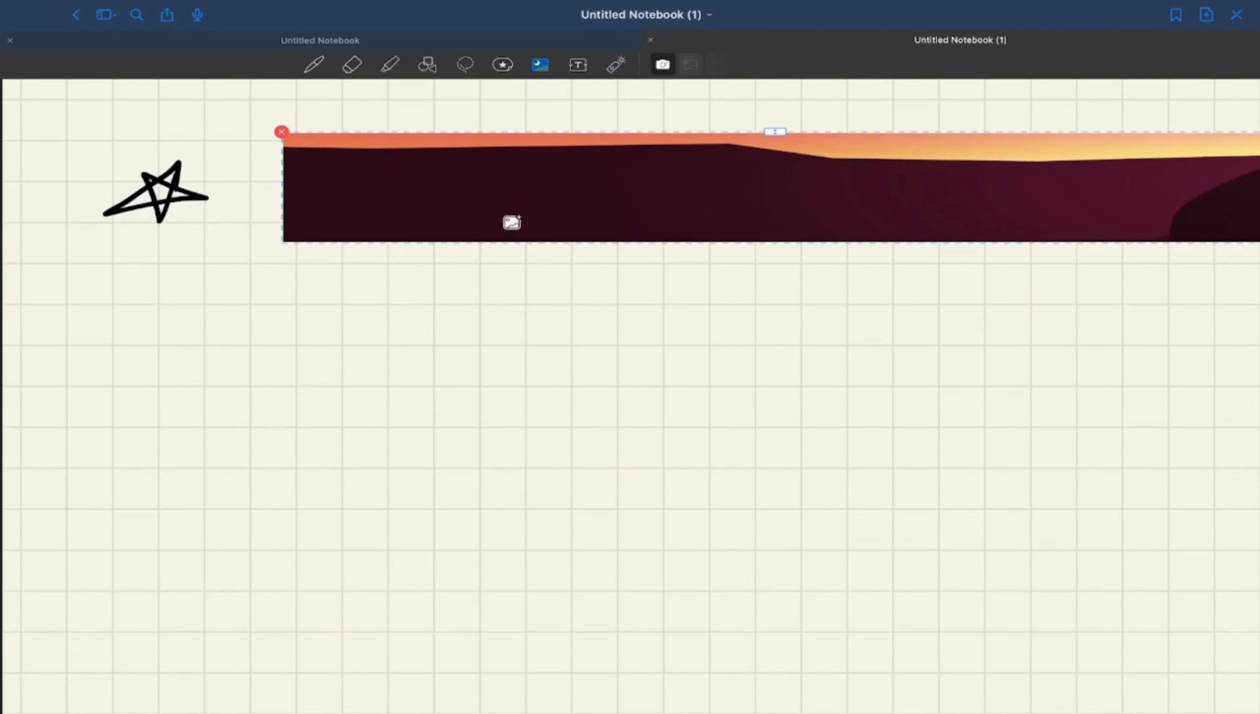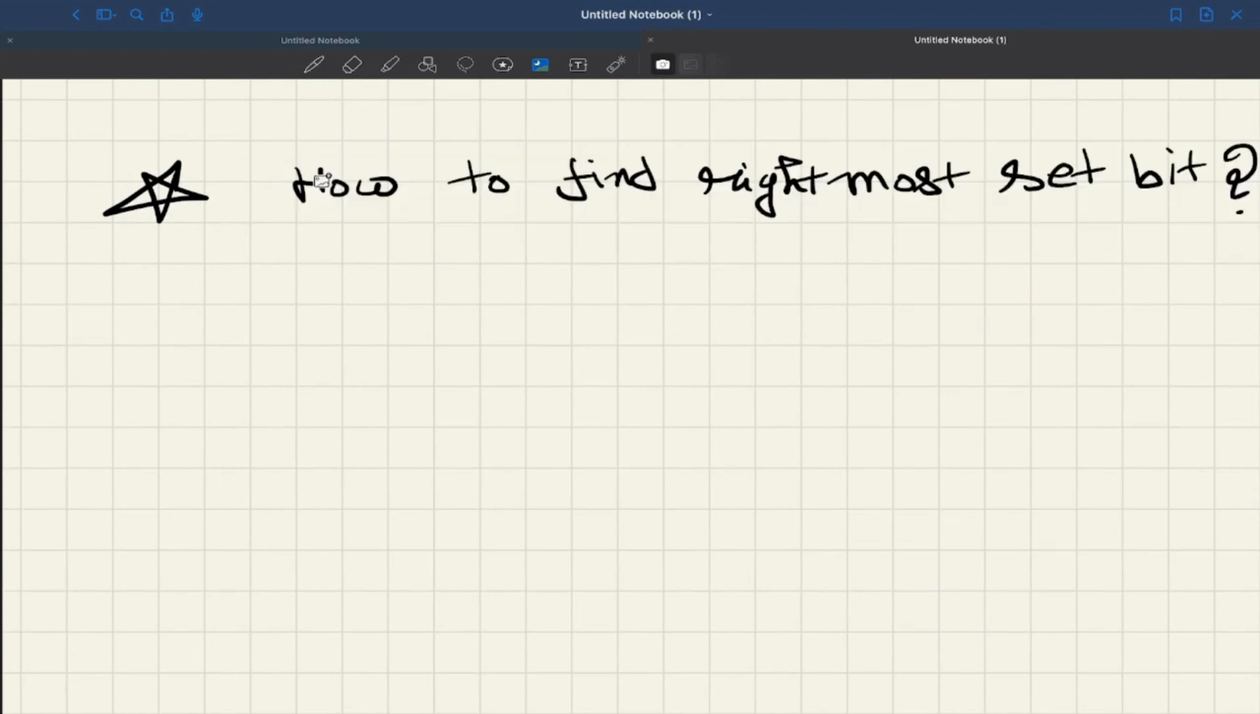Now one more thing that is left here is how to find the rightmost set bit. I'll do the XOR of all the numbers. I'll get the XOR of the 2 unique numbers, but how can I find the rightmost set bit? Let's say my number n is something like this: 1 1 1 0 1 0 0 0.